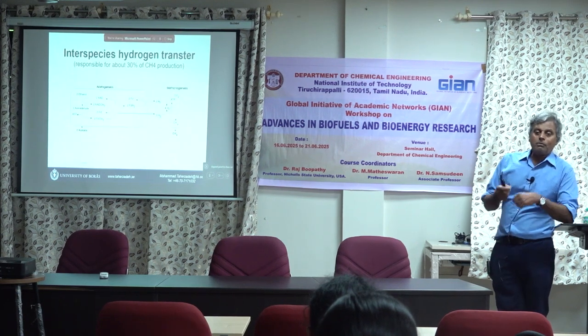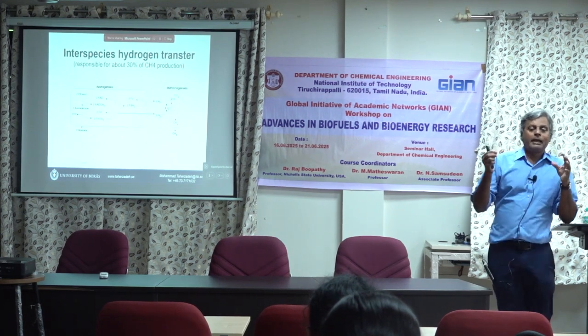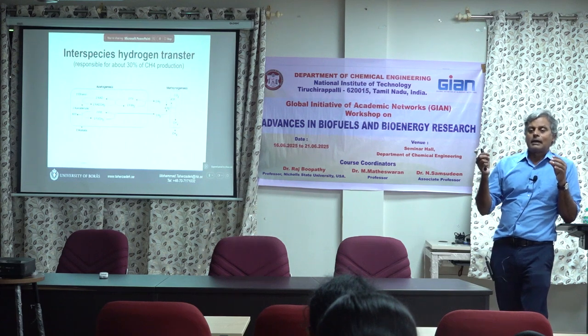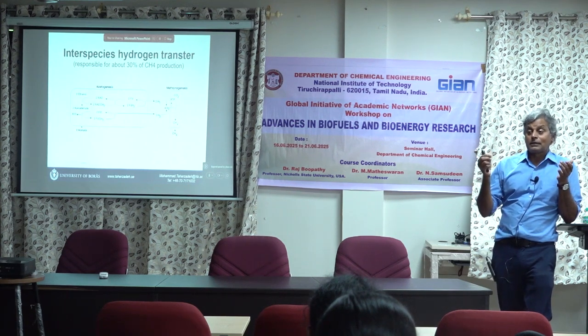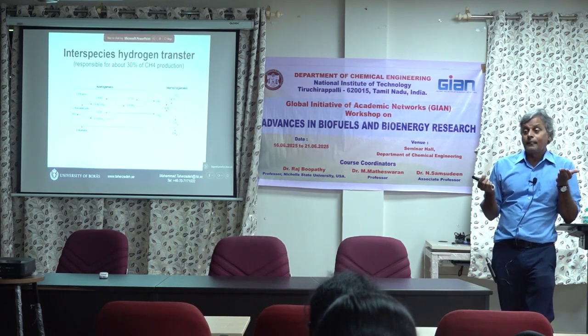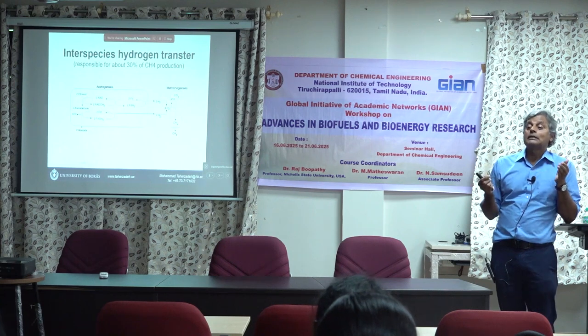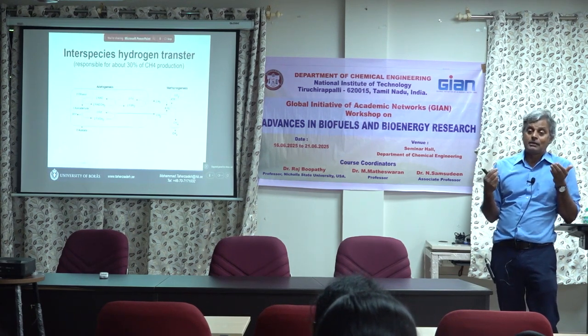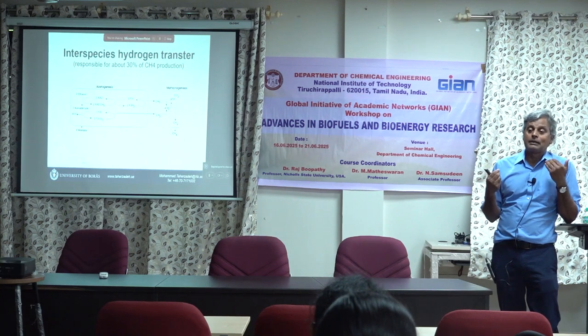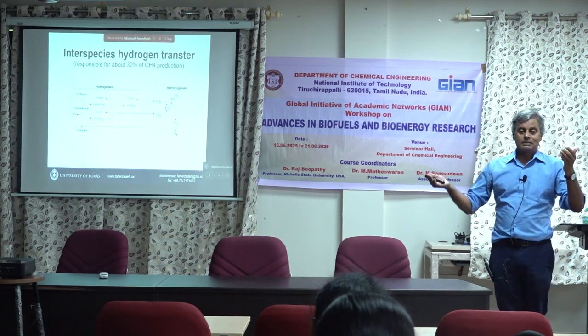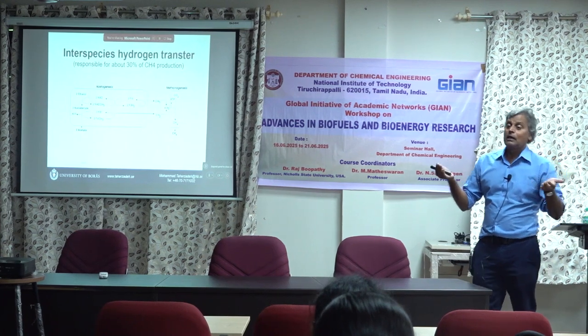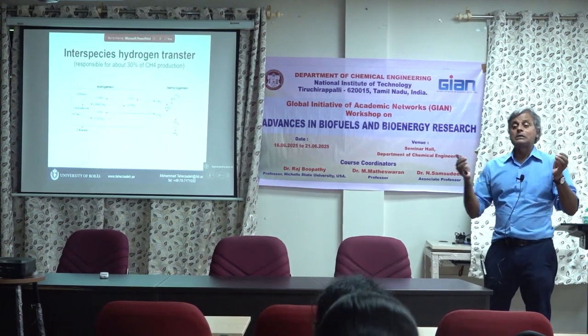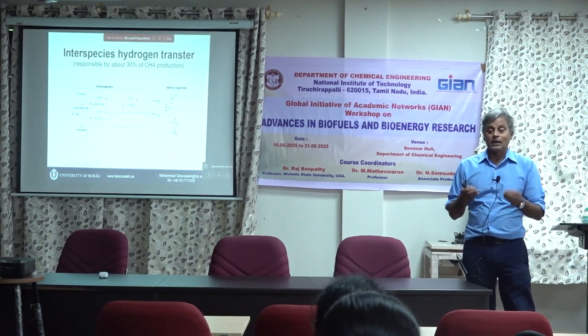So when the bacteria break down the complex carbohydrate in the acidogenesis process, they produce hydrogen, right? I told you, too much hydrogen is not good. Hydrogen will inhibit propionic acid degrading bacteria, so you need to have a balance of how much hydrogen you should have. That is called interspecies hydrogen transfer.